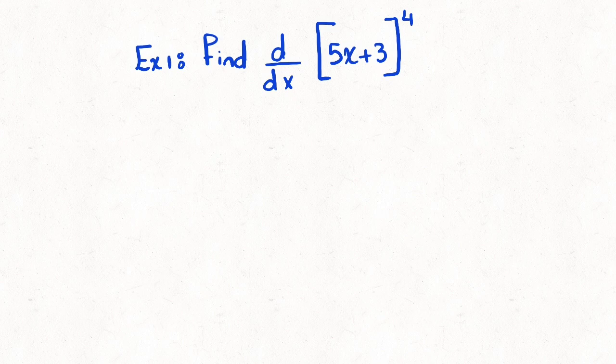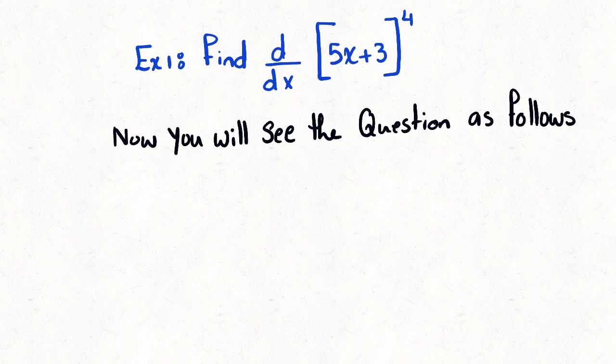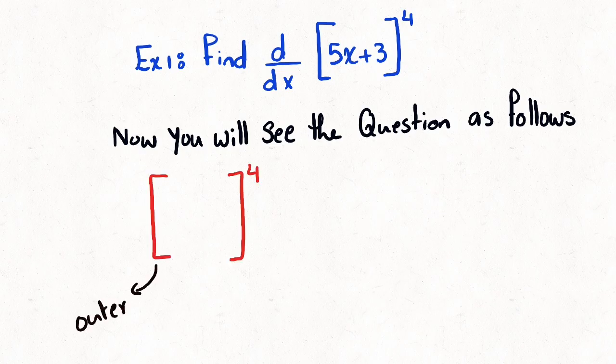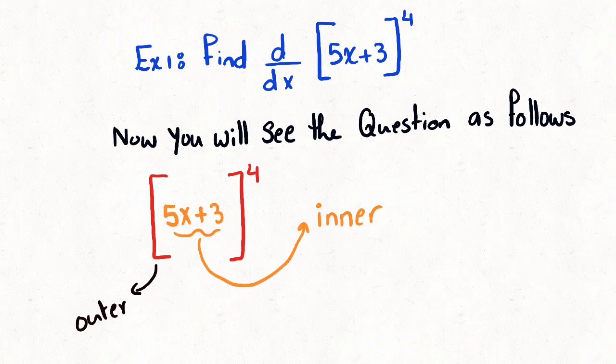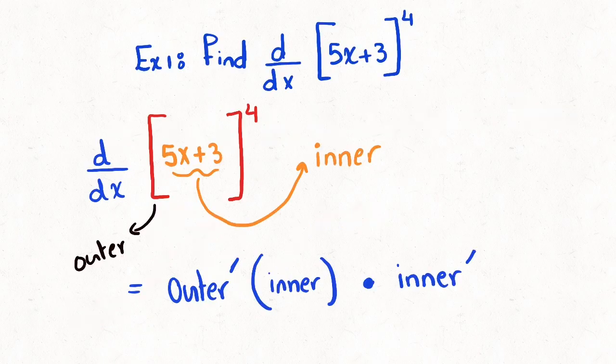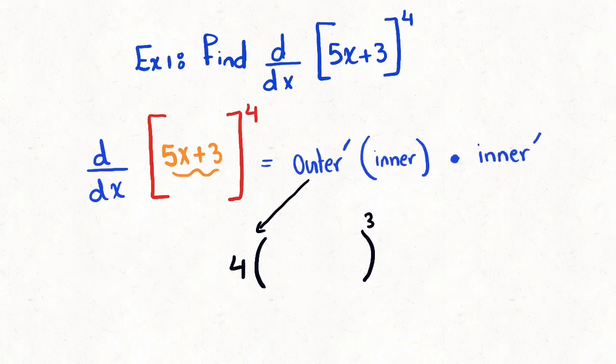Okay. Find d by dx for (5x + 3) to the power 4. Now, we will see the bracket to the power 4 as the outer function, and what is inside, which is 5x + 3, is the inner. If we apply the rule, we know that the outer is the bracket to the power 4 and the inner is 5x + 3. The rule says it is outer prime times inner prime. Okay, look how I will apply it.